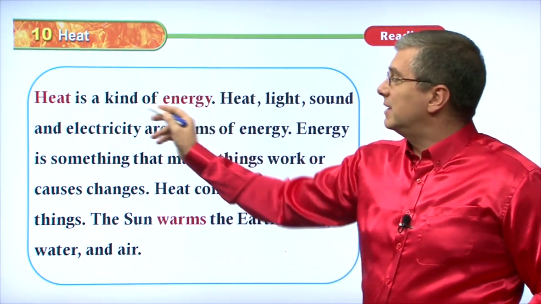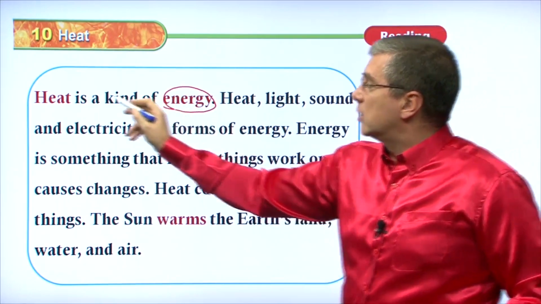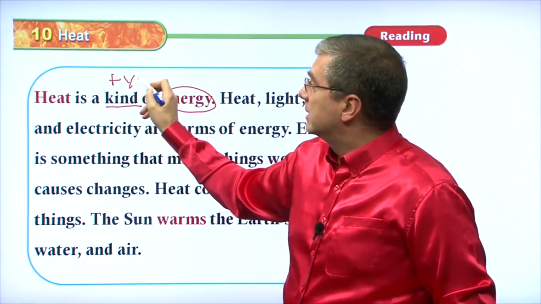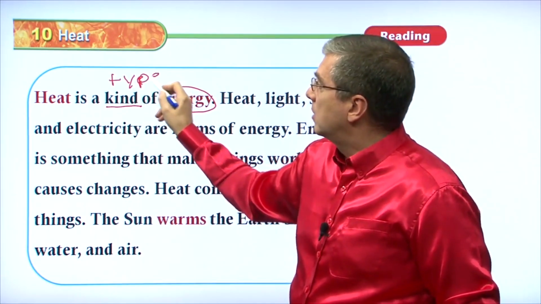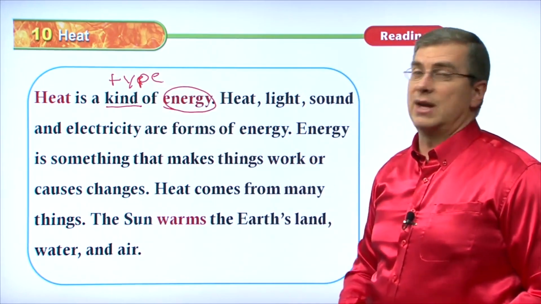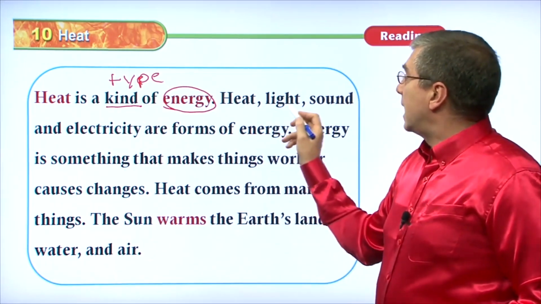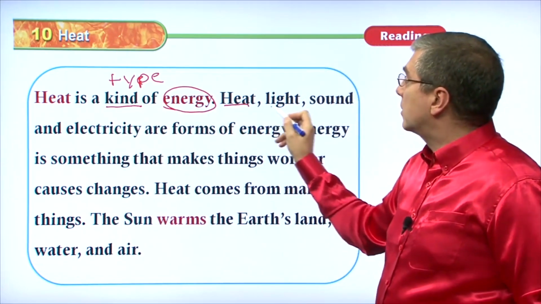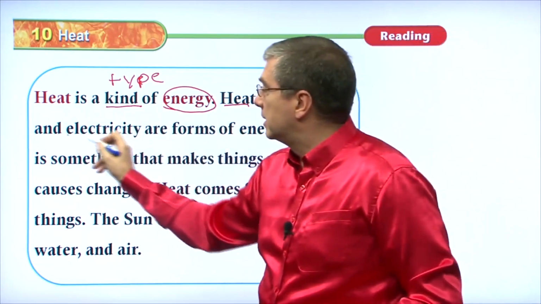First of all, we have heat is a kind of energy. So heat is a type or kind of energy. Heat is a type of energy. Heat is a kind of energy. Heat, light, sound, and electricity are forms of energy. So these are all different types of energy.